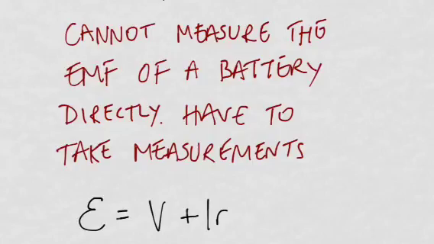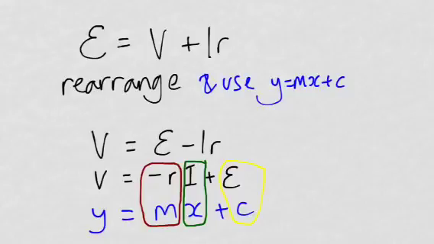So as I said, you can't measure the EMF of a battery directly, you've got to take measurements to do so, and you do that using the equation. The first thing to do is to compare the equation to y equals mx plus c. So you rearrange it, so V equals EMF minus your lost volts, and then you can rearrange that again, so voltage equals minus r times I plus your EMF.